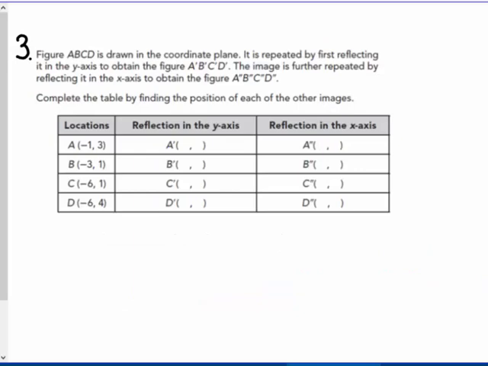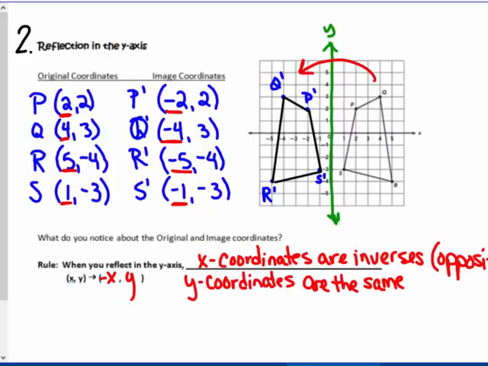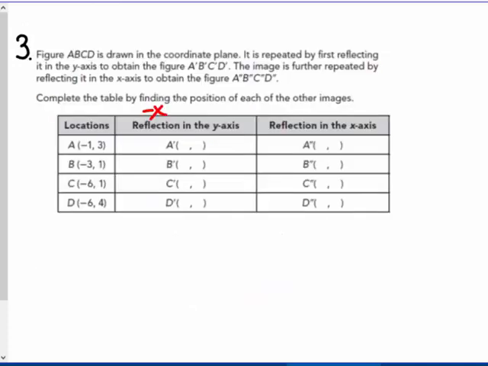Number 3. Figure ABCD is drawn on the coordinate plane. It is repeated by first reflecting it in the y-axis. So we're going to negate our x values, right? Going back to reflecting in the y-axis, our x-coordinates are inverses. And reflecting in the x-axis, our y's become their opposite.